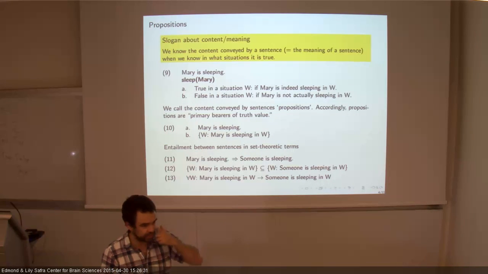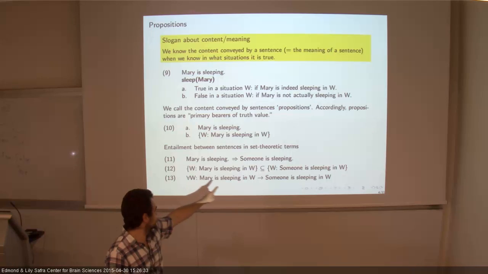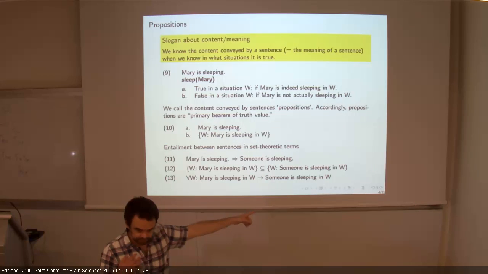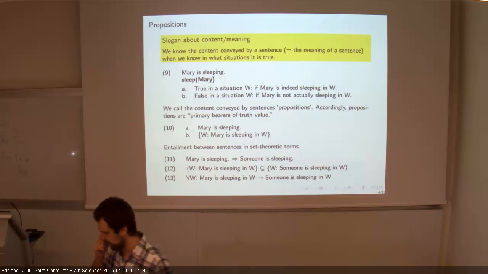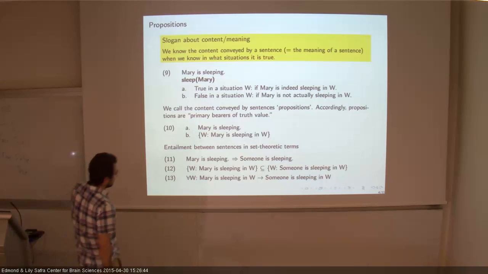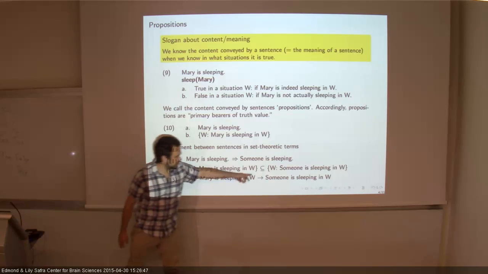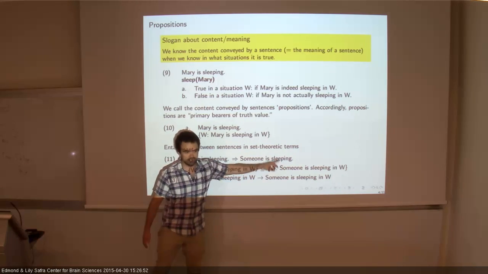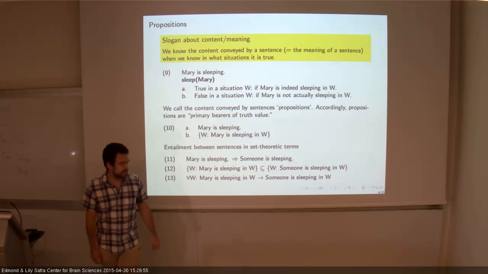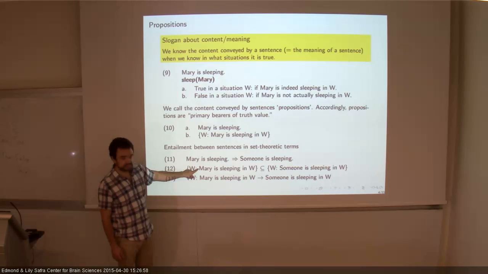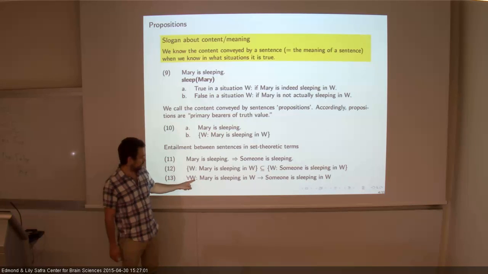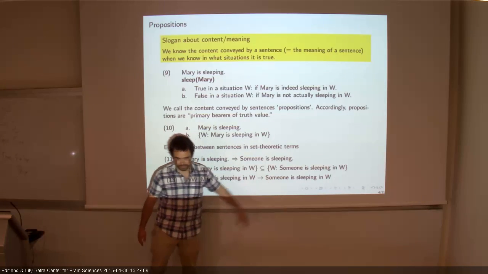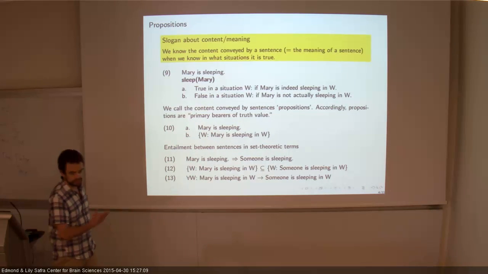And indeed, you can easily check that every situation that you're going to find in the set of situations in which Mary is sleeping is going to be a situation in which someone is sleeping. At least Mary. There might be other people sleeping, but at least Mary is going to be sleeping. And as we know from set theory, this subset relation obtains if and only if every element in this set is also an element in this set. So this is what 13 represents, namely every object W in which Mary is sleeping is also an object in which someone is sleeping.